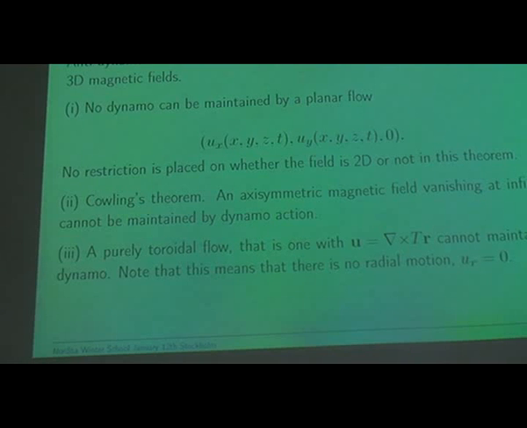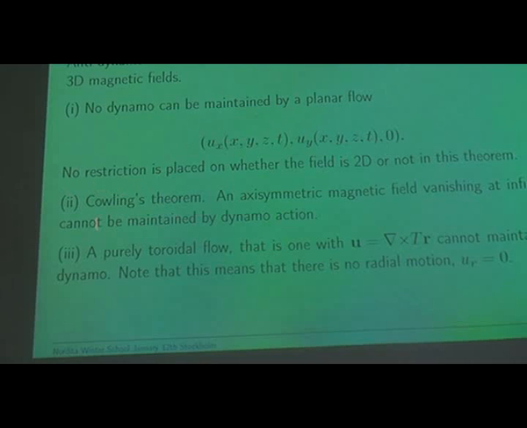unfortunately doesn't work, because there's an anti-dynamo theorem which tells you that if you've got a planar flow of that form, then you won't get any dynamo coming out of it. No restriction is placed on whether the field is 2D or not in that theorem, but nevertheless that is sufficient to make sure you don't get a dynamo.